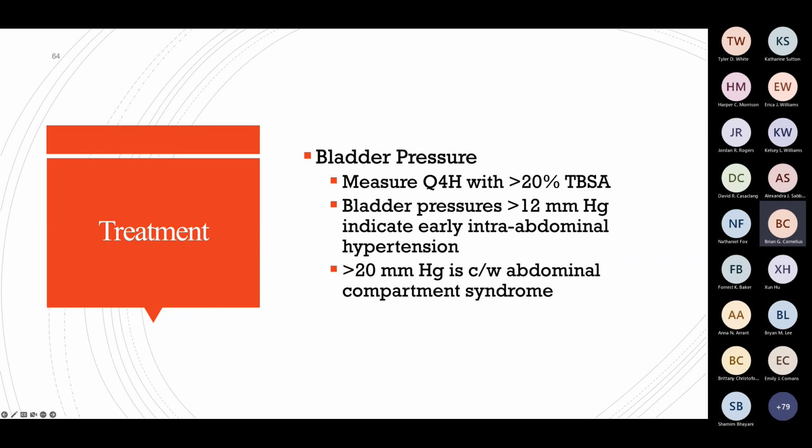So how do we do the bladder pressure monitoring? Usually it's going to be measured about every 4 hours if you've got patients with higher percentage burns, so 20 or higher. If you've got a bladder pressure greater than 12, start thinking your patient may have intra-abdominal hypertension. If their pressure is greater than 20, that's consistent with abdominal compartment syndrome. So those are definitely things that you need to be monitoring and thinking about with your larger percentage burn patients.